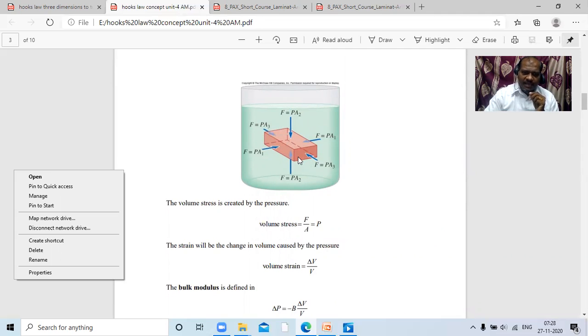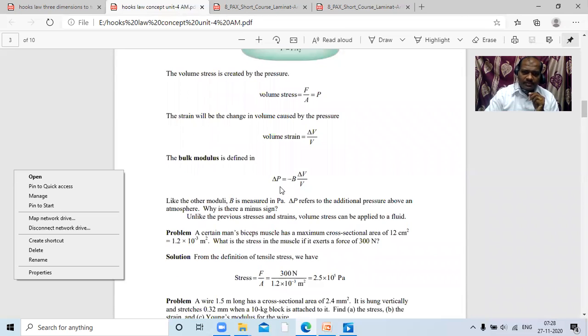a schematic diagram here. That is, bulk modulus: del P is equal to minus B into del V by V. Like the other moduli, B is measured in pascals. Here del P refers to the additional pressure above an atmosphere.